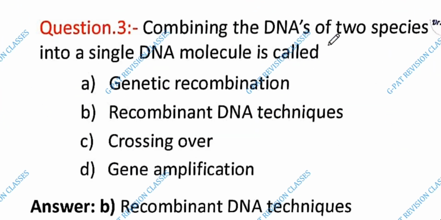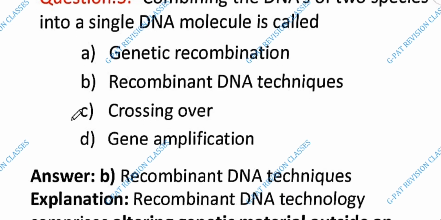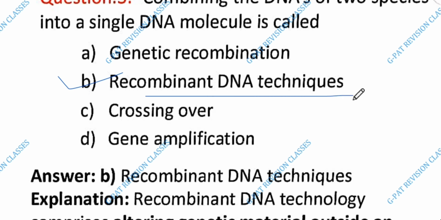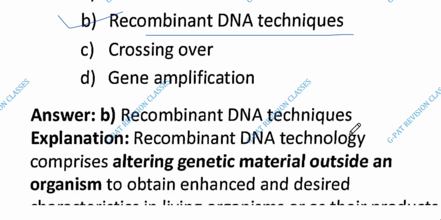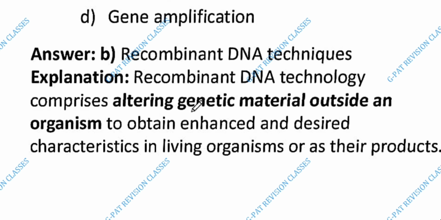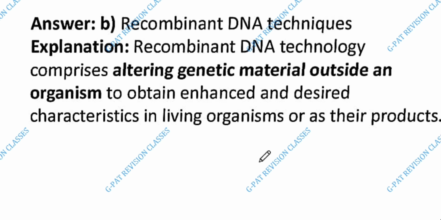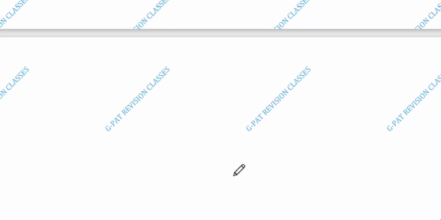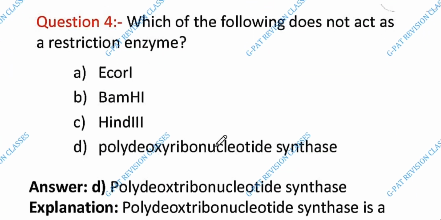Combining the DNAs of two species into a single DNA molecule is called recombinant DNA technique. The answer is B. Recombinant DNA technique explanation: it comprises altering genetic material outside an organism to obtain enhanced and desired characteristics in living organisms or as their products. The answer is B. Next is four question number.